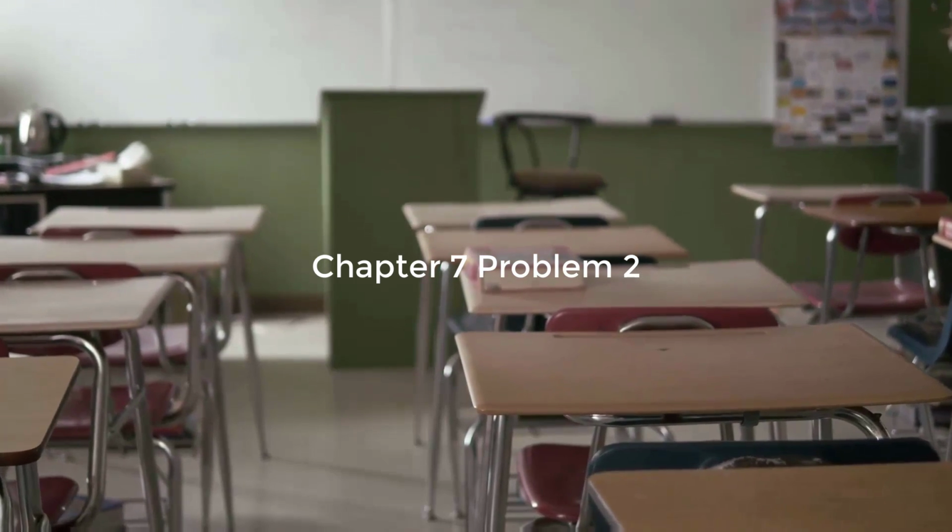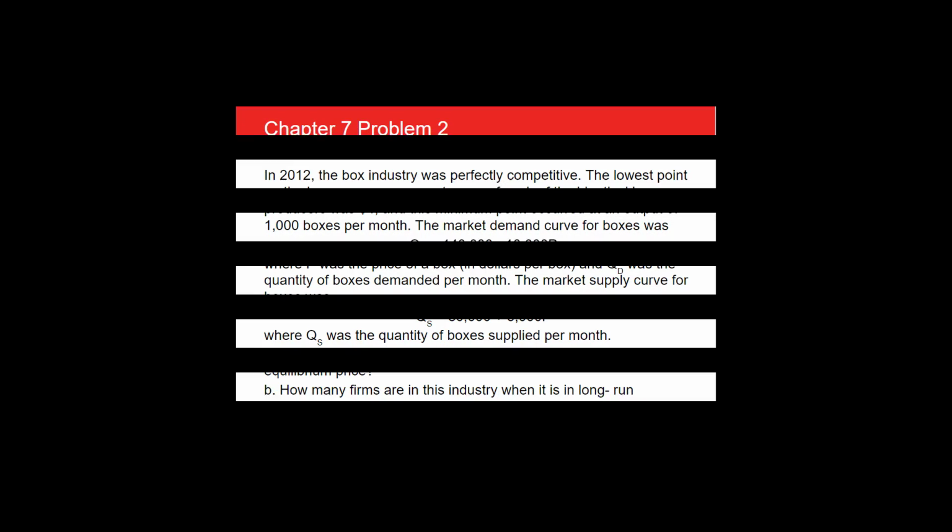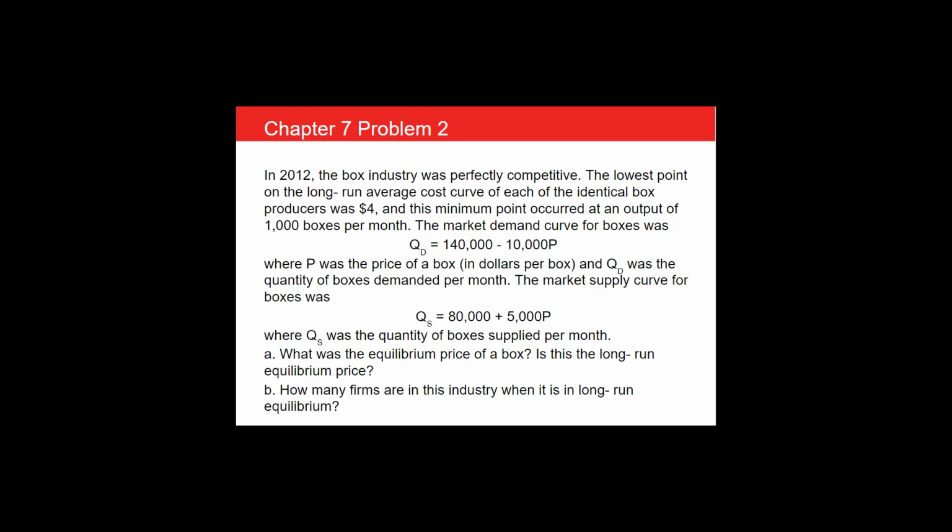Alright, Chapter 7, Problem 2, let's tackle it. In 2012, the box industry was perfectly competitive. The minimal average long run cost of each of the identical box producers was $4, and this minimum point occurred at an output of 1,000 boxes per month. The market demand curve for boxes was QD = 140,000 - 10,000P, where Q was the quantity of boxes demanded per month and P was the price per box in dollars.